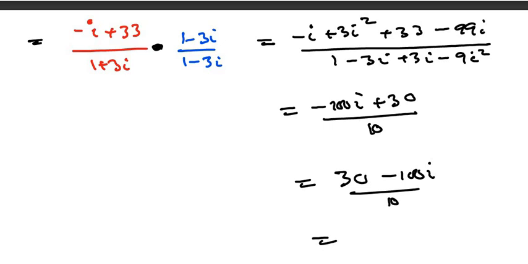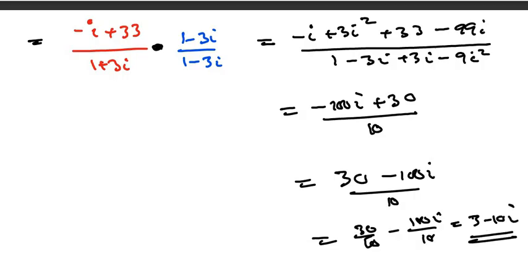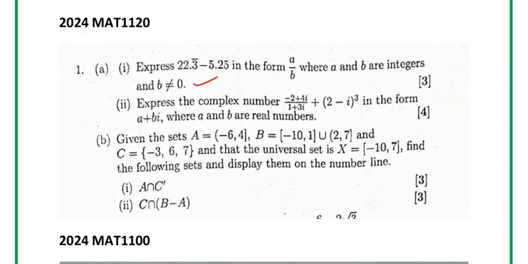Then we divide. This is the same as 30 over 10 minus 100i over 10. So this is the same as 3 minus 10i. So this is basically what they wanted. This answers the second question there. So that's our answer to this question. That was costing us 4 marks.